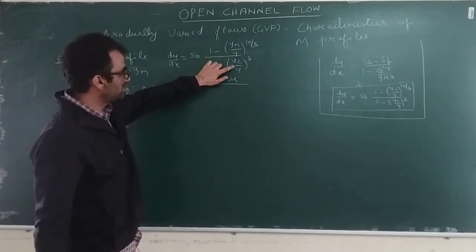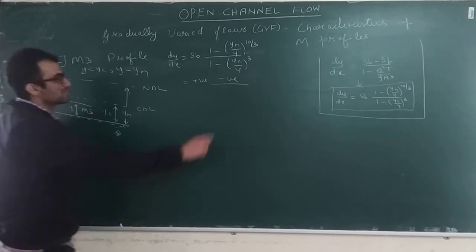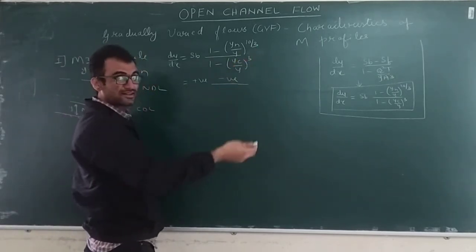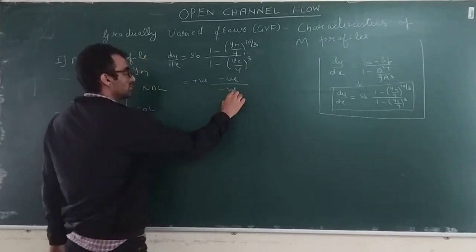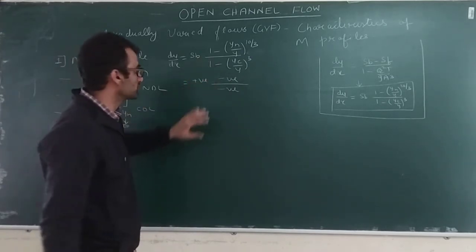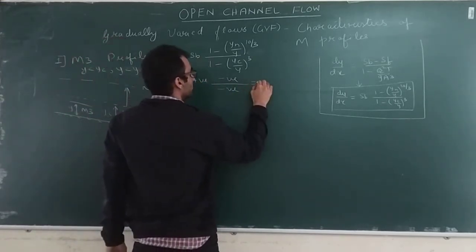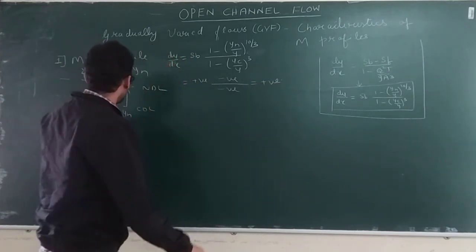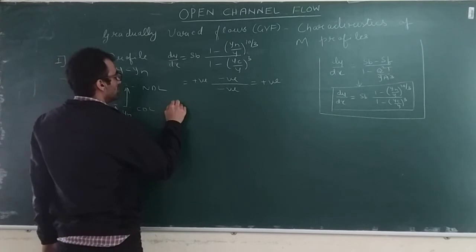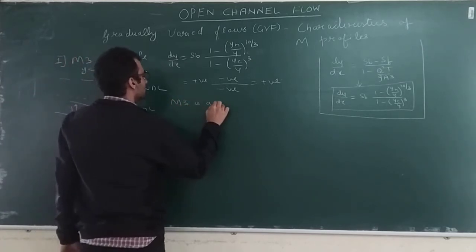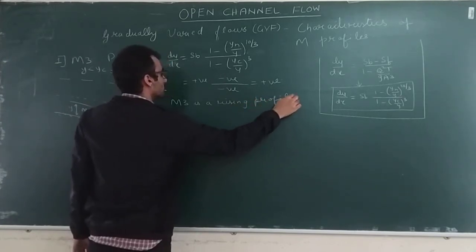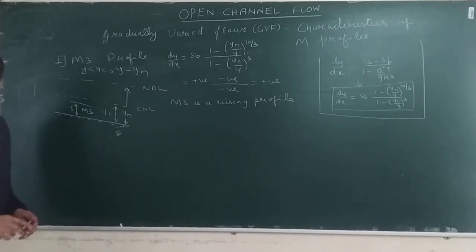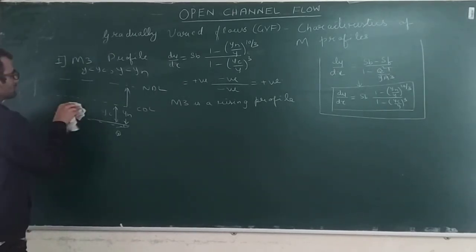What about the denominator? Again you look at this, yc is greater than y. So this number is greater than 1, the cube of that number is again greater than 1, and 1 minus this number is again a negative number. Both numerator and denominator are negative, so negative divided by negative, this dy by dx entirely becomes a positive number. So it is a rising profile. Therefore M3 is a rising profile. So we can plot that here. This is a rising profile.